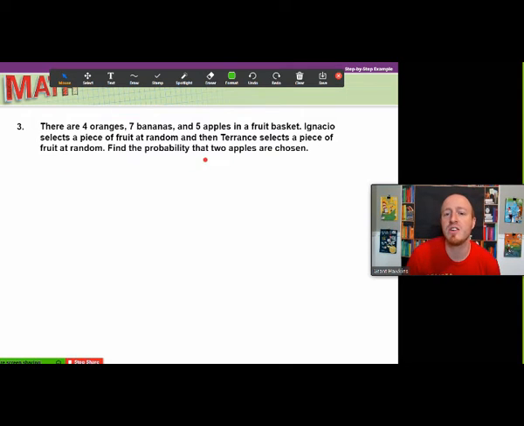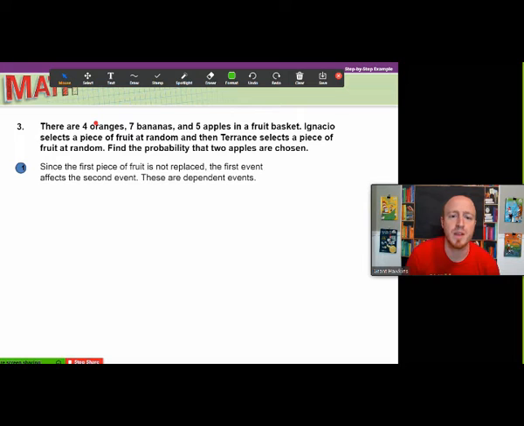Find the probability that 2 apples are chosen. So we're going to find the probability of both events. It says Ignacio selects one and then Terrence. So Ignacio gets to go first because he has a sweet name. So let's look. They are dependent events. The probability of the first one, there are 4 plus 5 plus 7, 16 total pieces of fruit. There are 5 apples. So the odds of Ignacio choosing a fruit that's an apple is 5 out of 16.